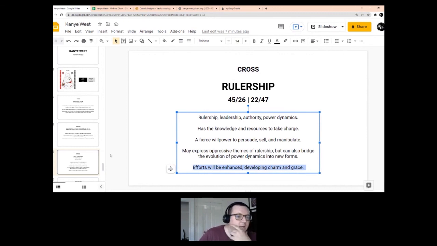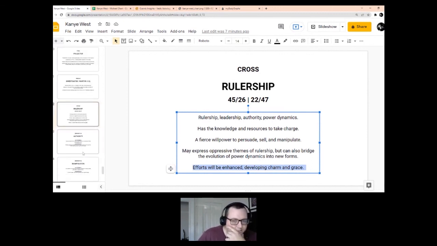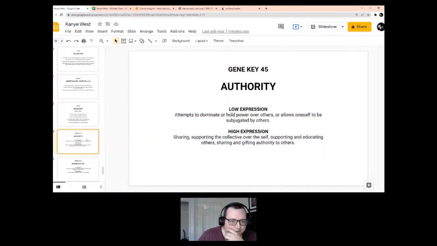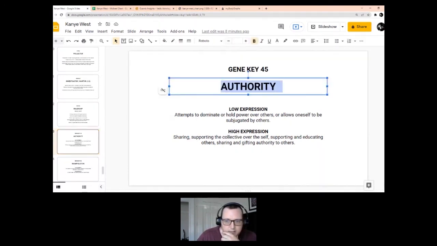So he's supposed to be in a position of rulership and leadership, in a position of power. And that fits with everything else I've said so far. So one of the gene keys that is part of that cross is known by some as authority. It's a key word for it.